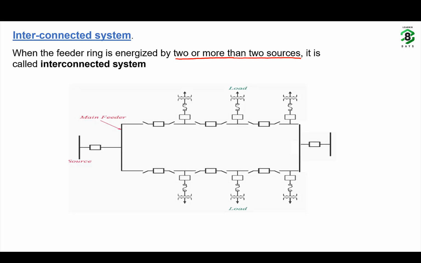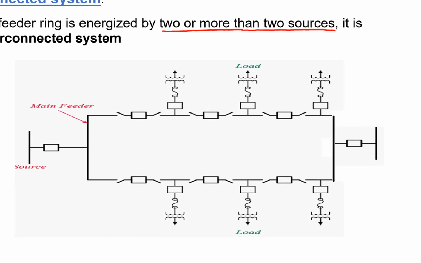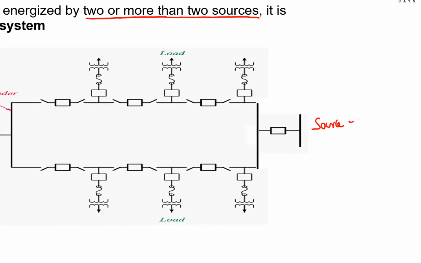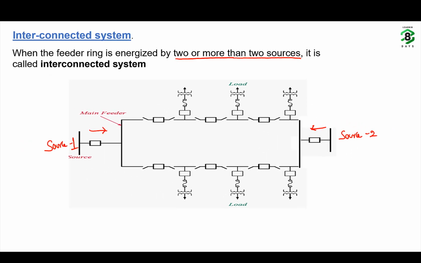As you can see here, the ring that we have seen in the previous case is energized by two sources. This is source 1 and this is source 2. So the two sources are feeding the power to this ring. So with this, what are we going to achieve? We are going to achieve further more reliability.